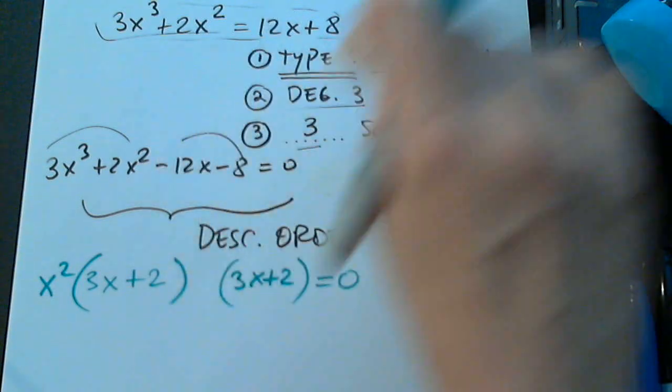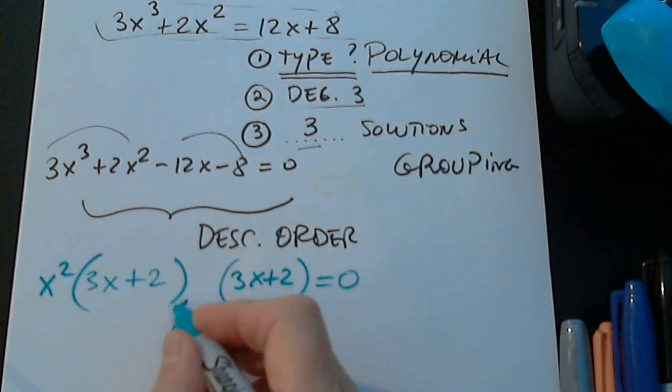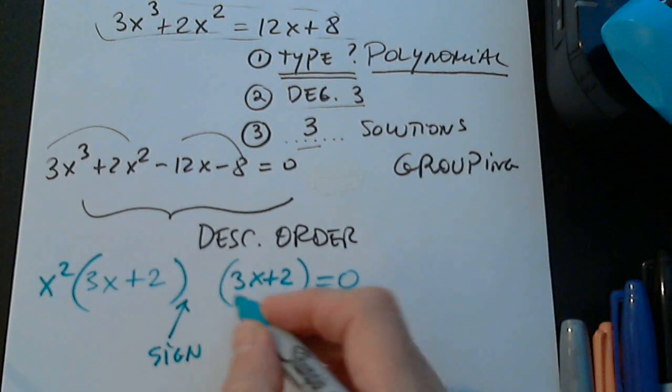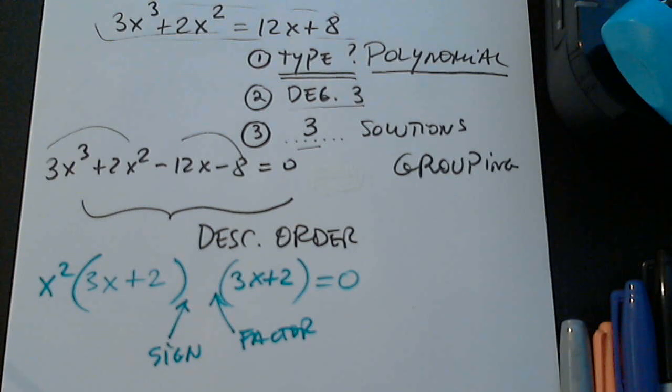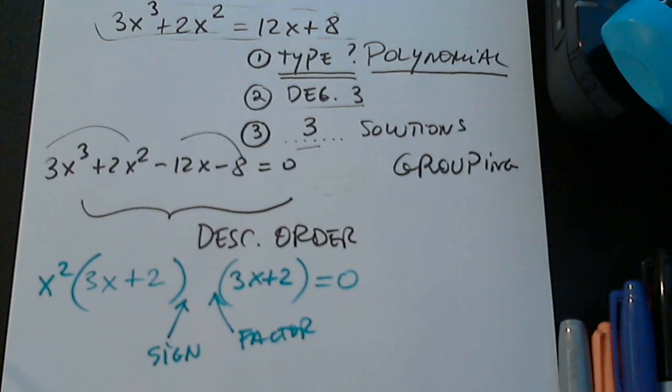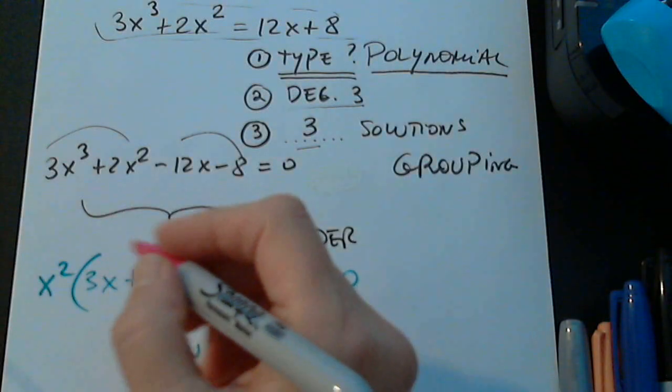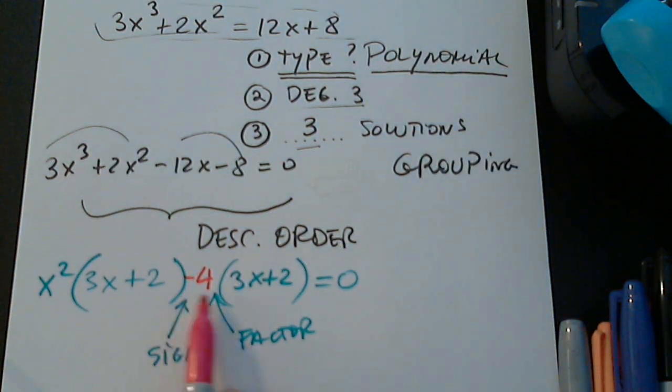So now let's uncover and decide. I need a sign and I need a factor. A sign without a factor or a factor without a sign will not work. I need a sign and a factor. What will you pull out from the last two terms? Sign and factor. Negative 4. Excellent.